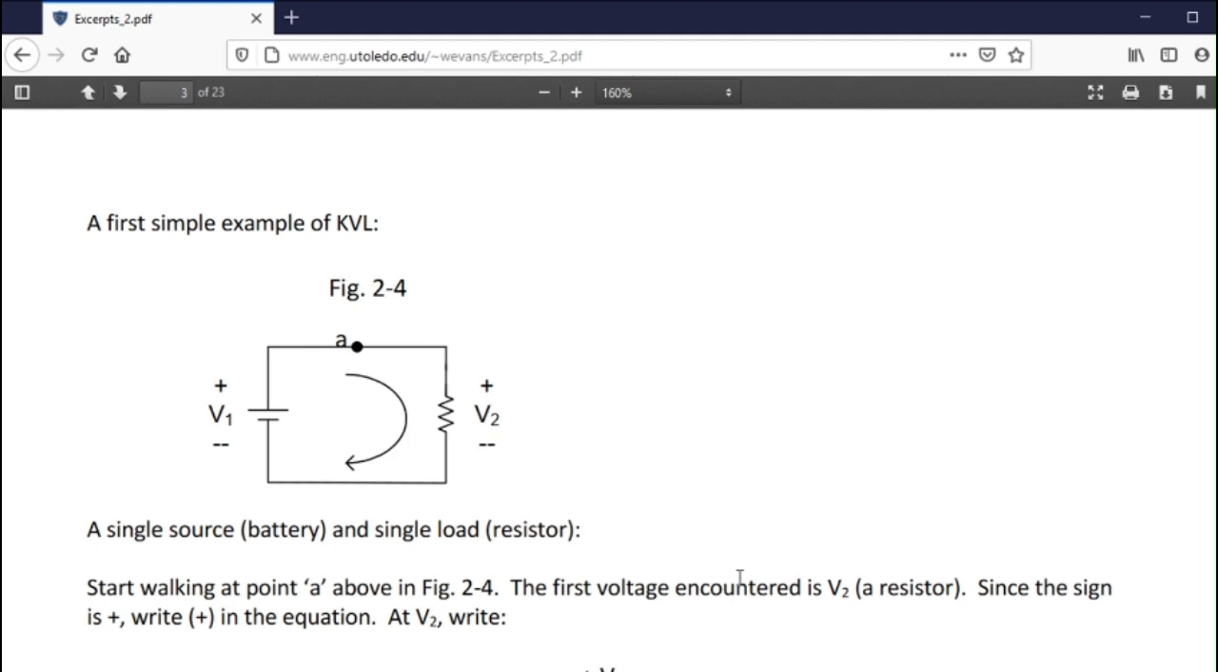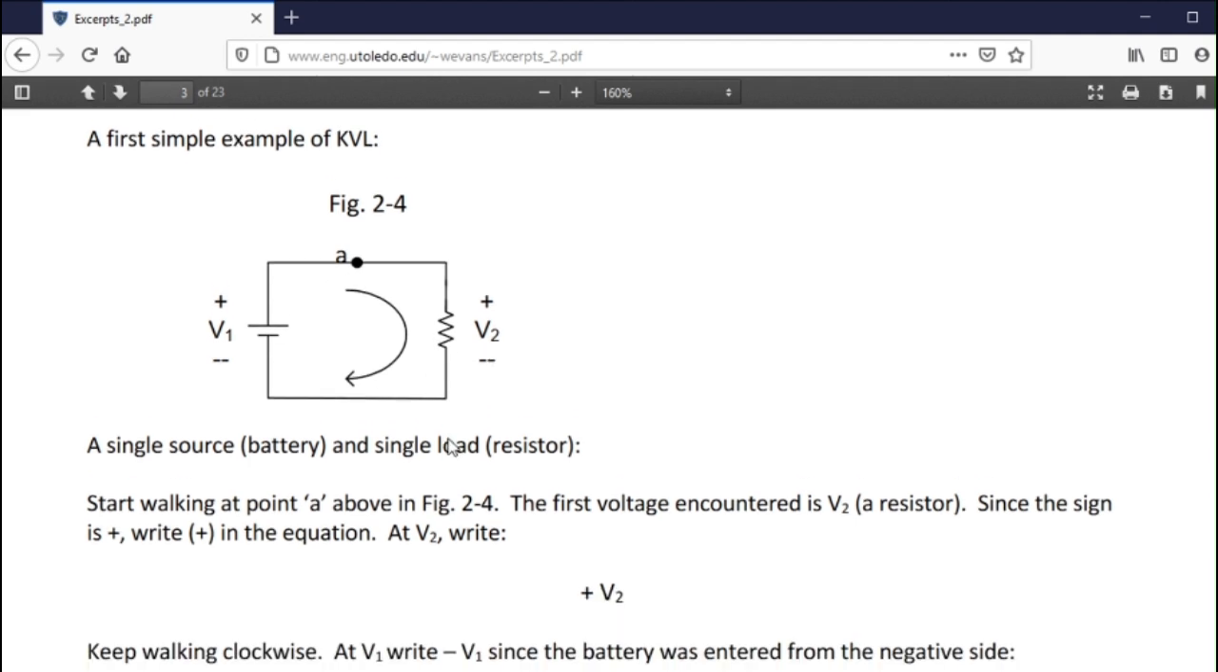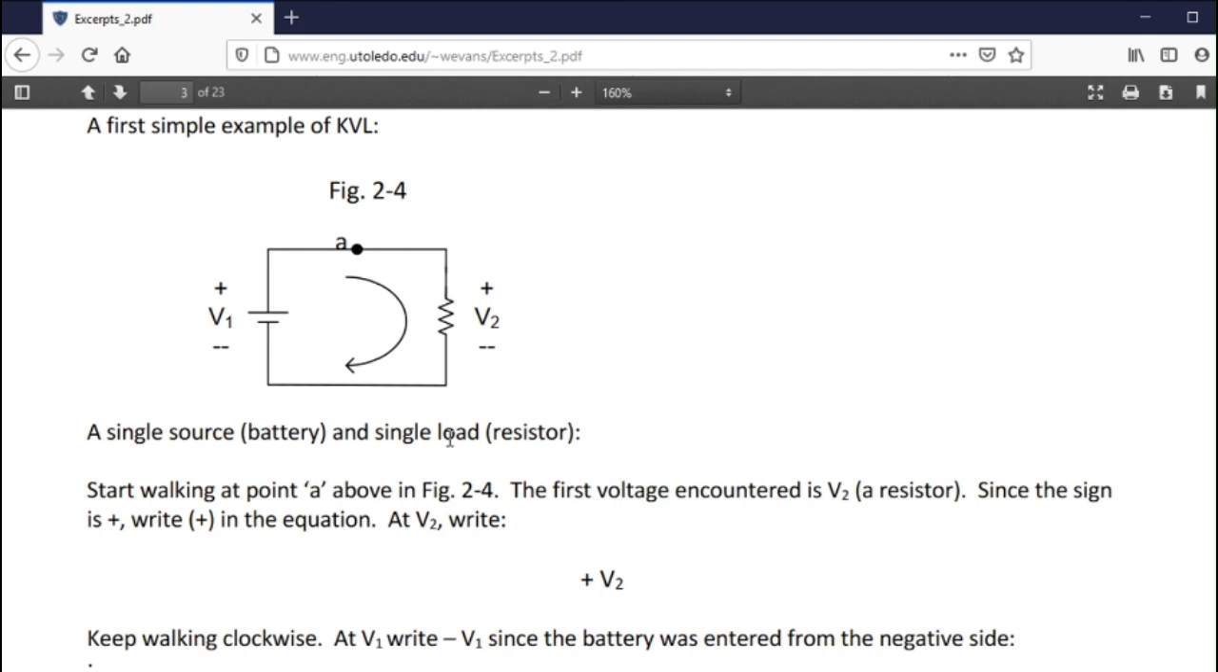Okay, the first example of Kirchhoff's voltage law. I have a battery and I have a load. So as you walk around this circuit, what can you say? If you walk around it, the sum of the voltages around any closed loop has to add to 0. As you're walking around it, if you walk into the battery from the minus side, you're at a minus sign. If you walk around it from the plus side, you do plus.